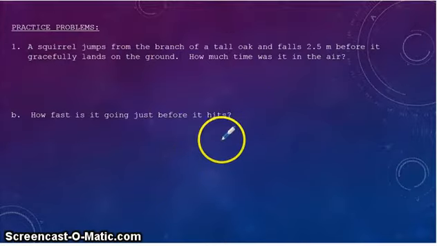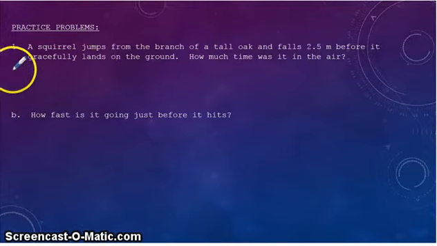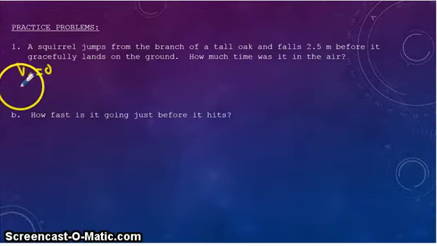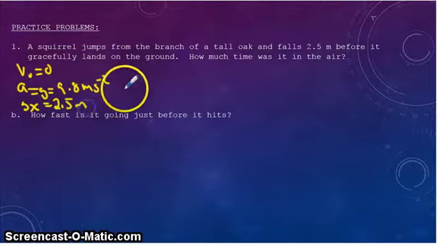So let's take a look at a practice problem. A squirrel jumps out of a branch of a tall oak and falls 2.5 meters before it gracefully lands on the ground. How much time was it in the air? So if I list my given information, if it jumps out, it's got zero initial velocity. It's got an acceleration that is equal to g, which is 9.8 meters per second squared, and it falls through a displacement of 2.5 meters.